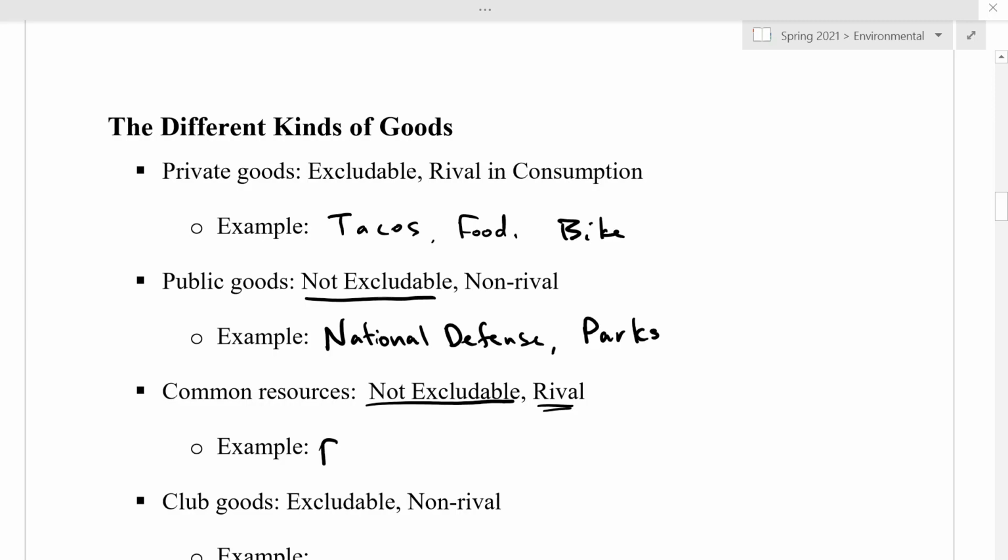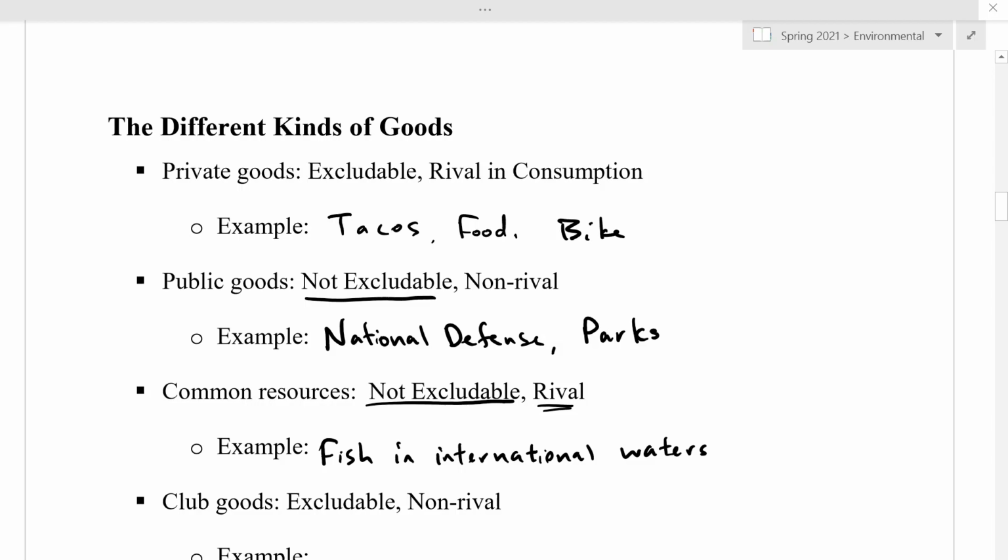Common resources, both of these are non-excludable, but common resources are rival. And so a good example here are fish in international waters. Non-excludable, because if you've got a boat, you can go out there and fish, but they're rival. If I catch a fish, that's one fish that you don't have. Same for timber, public timber, lumber, trees.